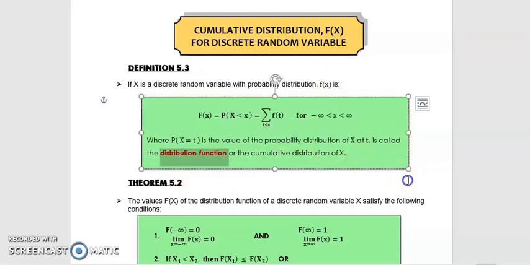Okay, if f(x), lowercase f(x) here, is the probability distribution function, this one is the distribution function.